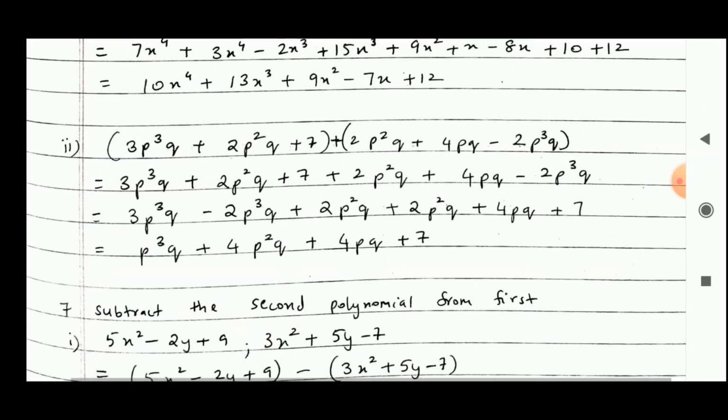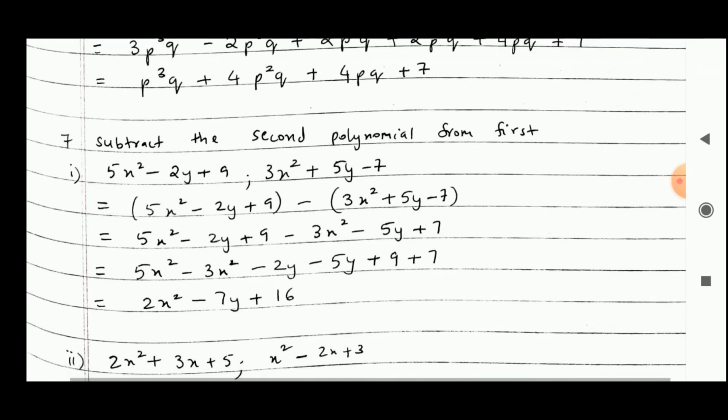Then second one, 3p cube q plus 2p square q plus 7 plus 2p square q plus 4pq minus 3p cube q. So 3p cube q plus 2p square q plus 7, open the brackets, bring the like terms together. So 3p cube q minus 2p cube q plus 2p square q plus 2p square q plus 4pq plus 7. So 2p square q plus 2p square q will be equal to 4p square q, and 3 minus 2 is 1, p cube q plus 4pq plus 7.